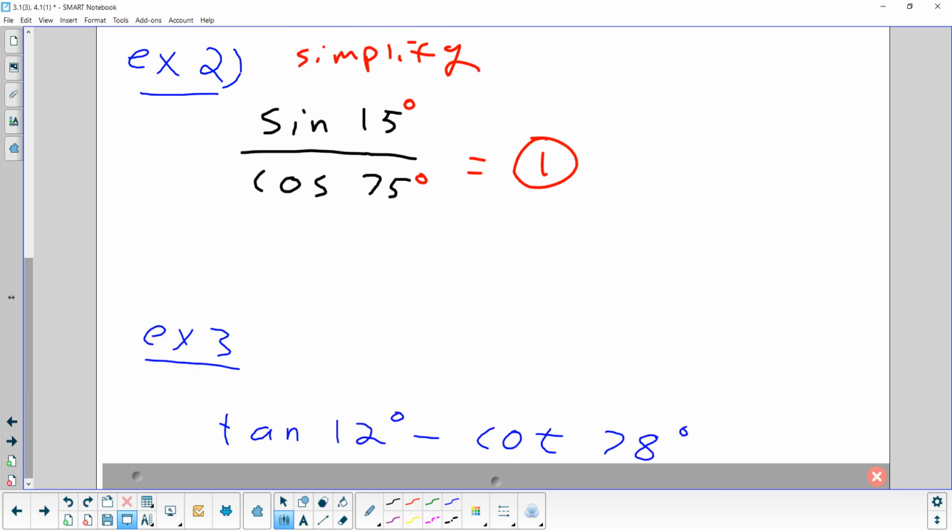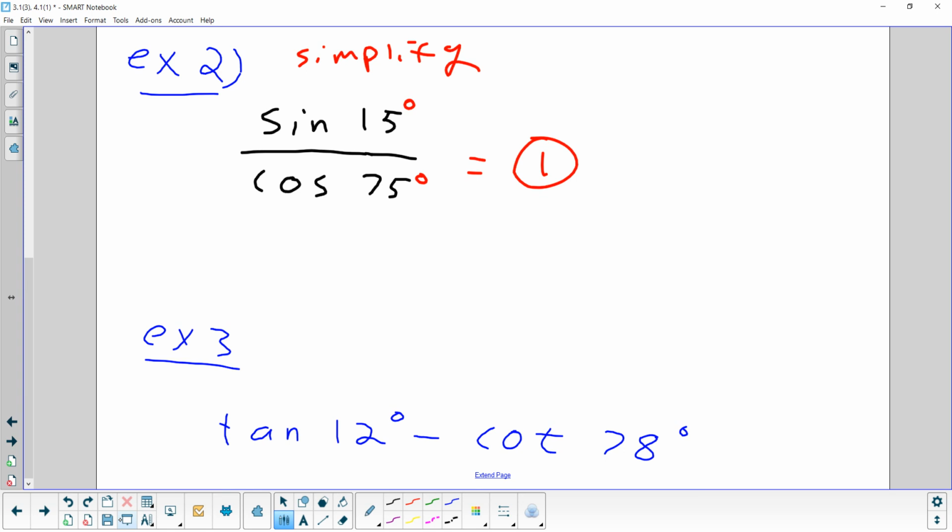All right, how about this one? The tangent of 12 minus the cotangent of 78. Again, this time I have no idea what the tangent of 12 is, nor do I know what the cotangent of 78 is. But I don't need to know them to do this problem. How does the tangent of 12 compare to the cotangent of 78? That's what's important. Yes? They're the same, so it would just be 0.